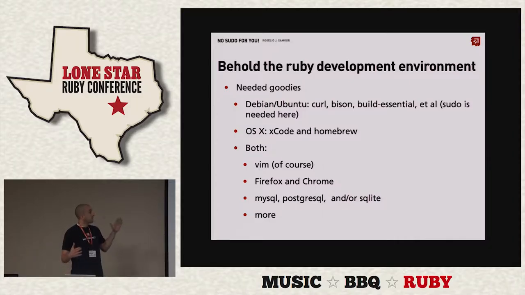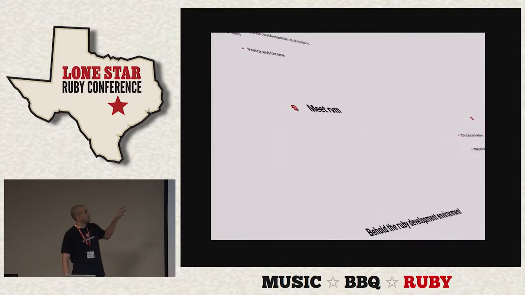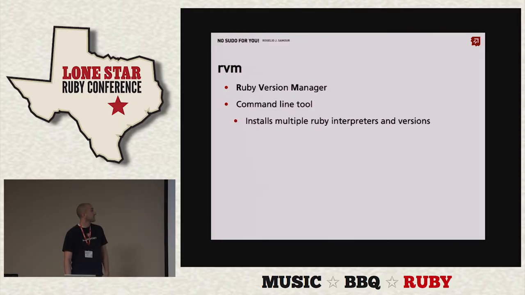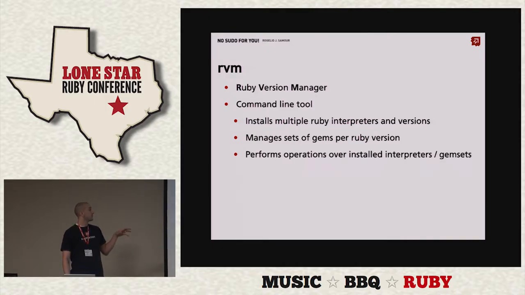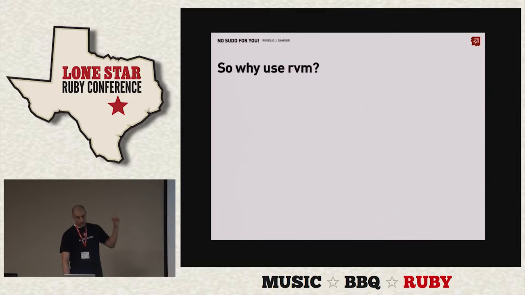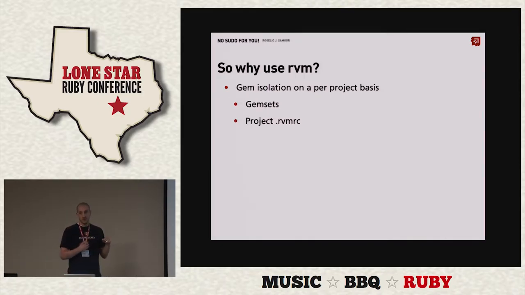So all this is kind of coming to a head because the biggest thing I've encountered to install in my Ruby environment to make my life easier is my friend RVM. RVM stands for Ruby Version Manager. It's a command line tool. It installs multiple Ruby interpreters and versions of that interpreter. It manages sets of gems per Ruby version, performs operations over installed interpreters and gem sets. And this is the biggest part, gem isolation on a per project basis, right? So you have gemsets, and I'm going to show you all this. So I'm just kind of getting to the meat with all this stuff.